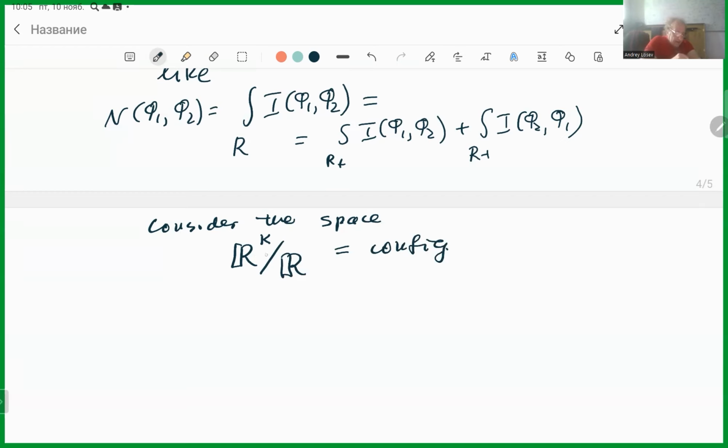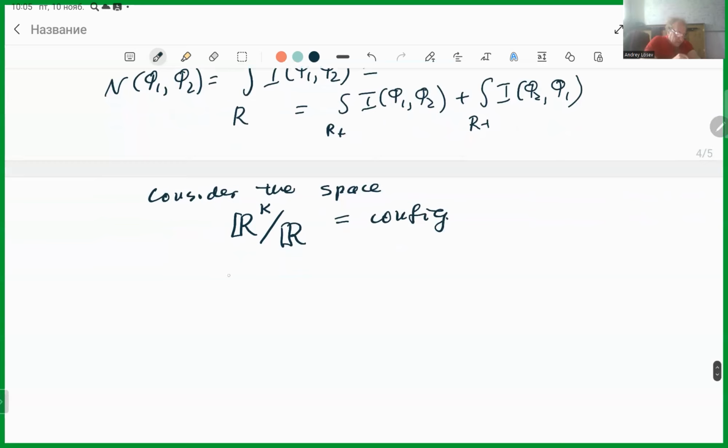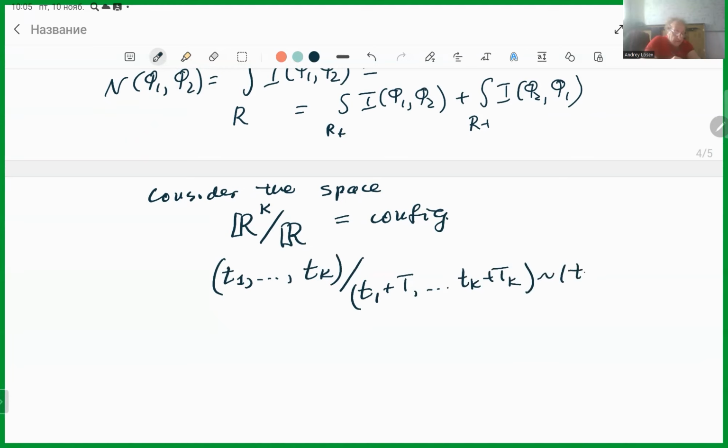So how am I taking this quotient? I take the set of numbers T1, ..., Tk, and I identify T1 plus, I need another letter, T, etc., Tk plus T with T1, ..., Tk. It is clear that this space is R^(k-1).